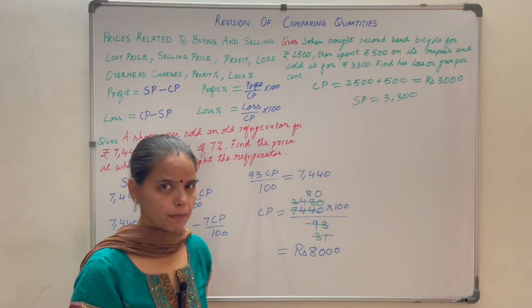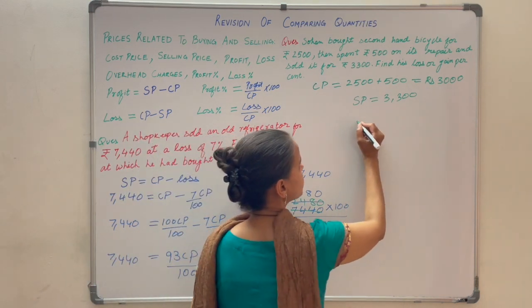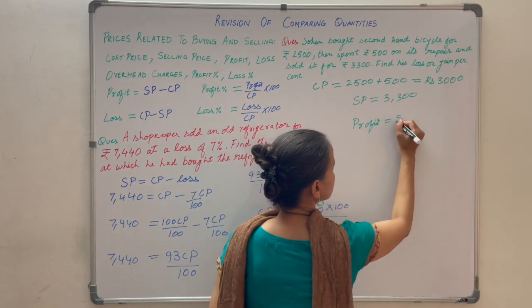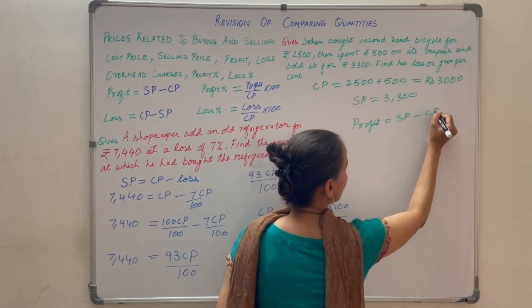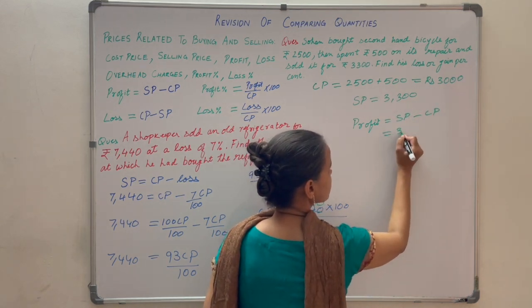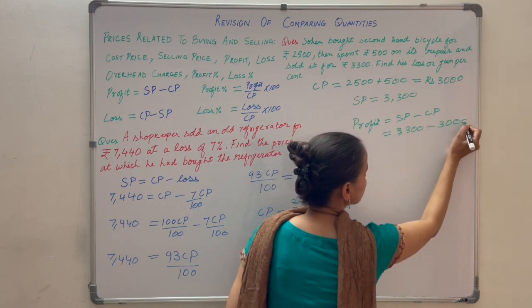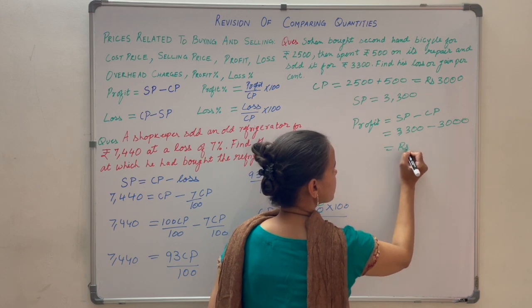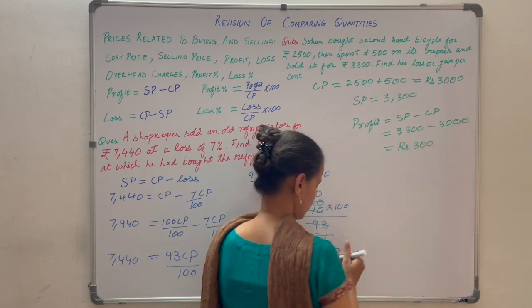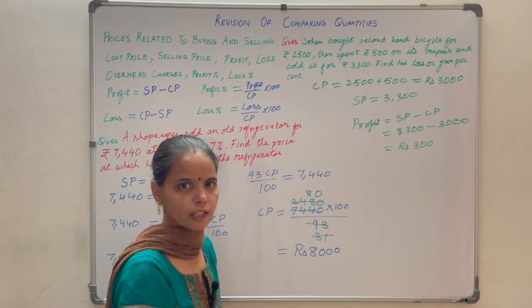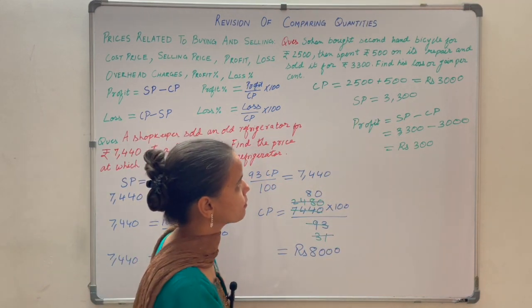So there is a profit. How much is the profit? Your profit is selling price minus the cost price. The selling price is 3,300 and cost price is 3,000. So your profit is rupees 300. Now you have to find out the profit percentage. So let us find out the profit percentage.